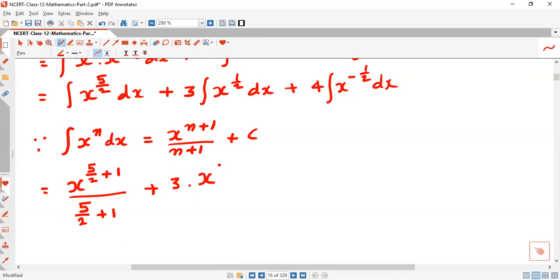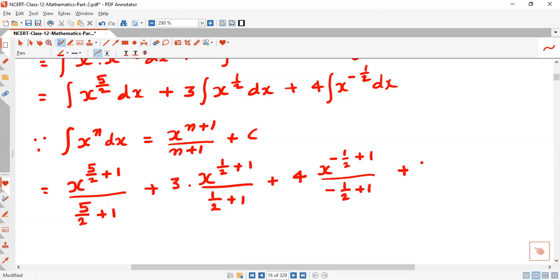x raised to half plus 1 divided by half plus 1, plus 4 times x raised to minus half plus 1 divided by minus half plus 1, plus some constant c. Okay. Simplify this one. You know how to add this one.